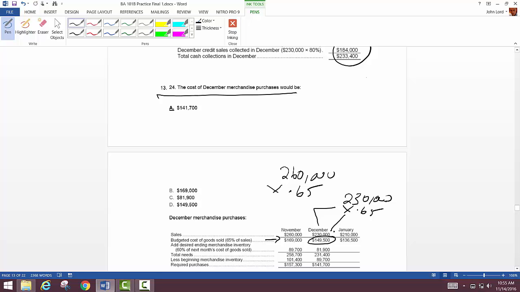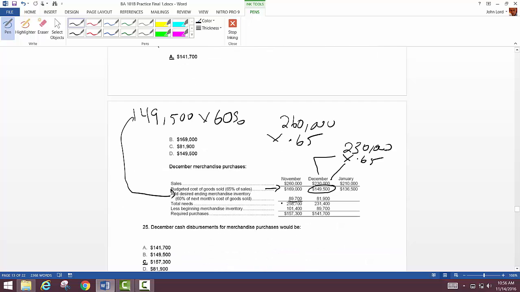Okay. So 149,500 is my December cost of goods sold, and they want to have 60% of that on hand. So if you take that 149,500 and multiply it by 60%, do you get this 89,700? Okay. So they're telling me that they have to have at least 258,700 on hand, don't they?